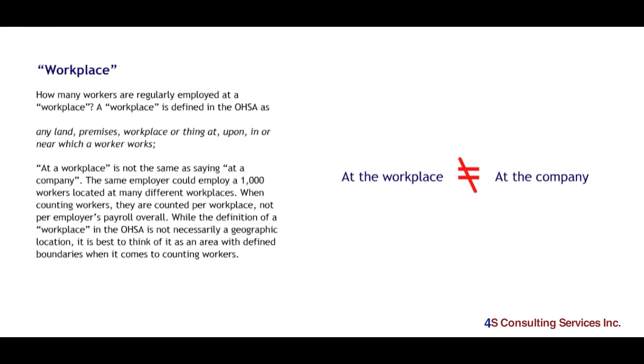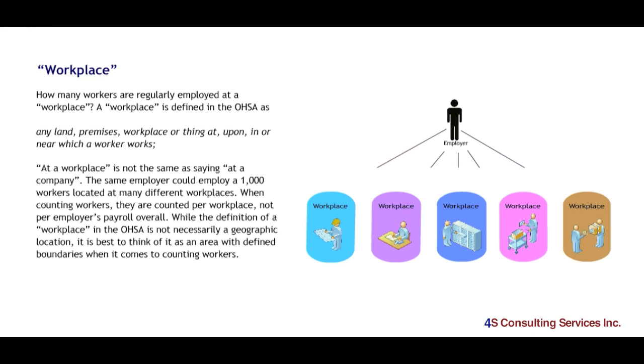Workplace. How many workers are regularly employed at a workplace? A workplace is defined in the OHSA as any land, premises, workplace, or thing at, upon, in, or near which a worker works. At a workplace is not the same as saying at a company. The same employer could employ 1,000 workers located at many different workplaces. When counting workers, they are counted per workplace, not per employer's payroll overall.